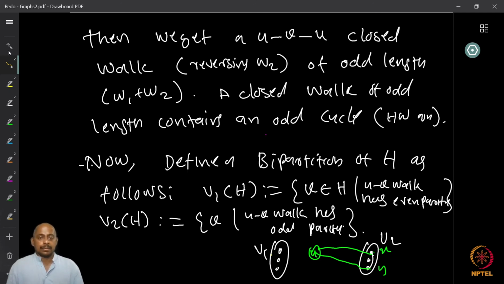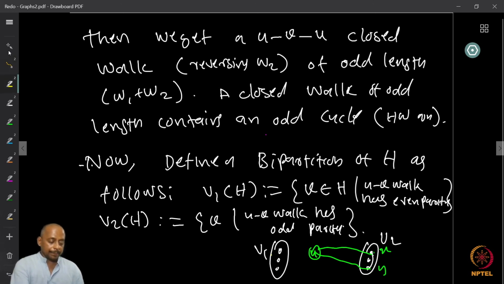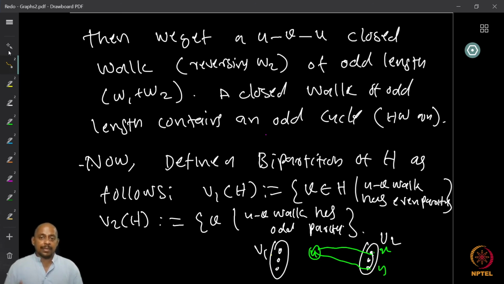Now why is this? We have to prove that V1 is independent and V2 is independent. So let us take one of them, so that there cannot be an edge between any two vertices. If x and y are vertices in V2, let's say, and xy is an edge, then I claim that the graph contains an odd cycle. Now why is that? Because if xy is an edge, there is some walk from U to x.